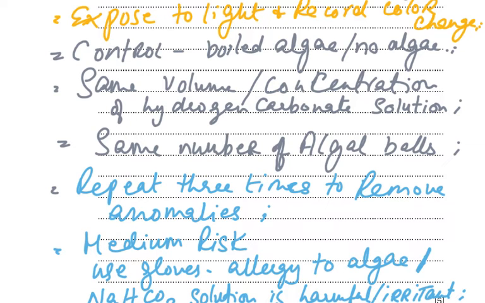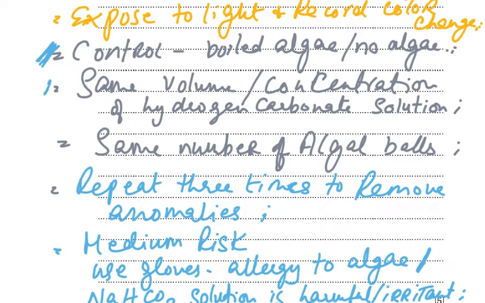So control, and how would you use a control? The control is very important that you talk about. Control is, as I tell you always, that whatever is the enzymes, that thing should be either boiled or you should remove that. So boiled algae or no algae, that would be the control.